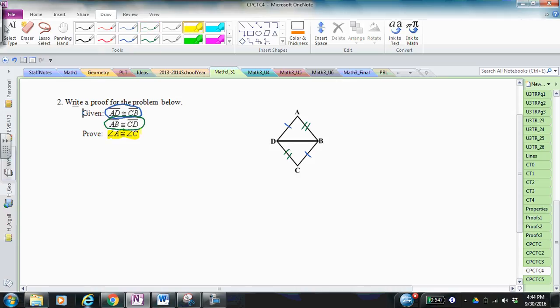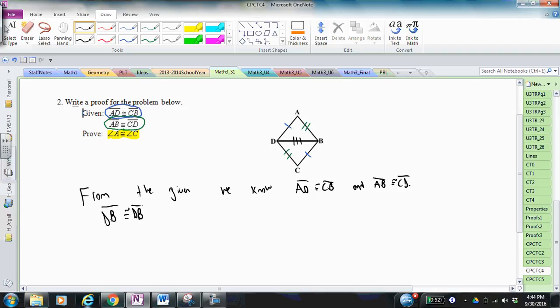So first I need to show that the triangles are congruent. So I can start by stating the given. So from the given, we know, and I'll be thorough on this one, AD is congruent to CB and AB is congruent to CD. So where can we go from here? Well, anytime triangles share a side, bang, I know that DB is congruent to DB from the reflexive property.